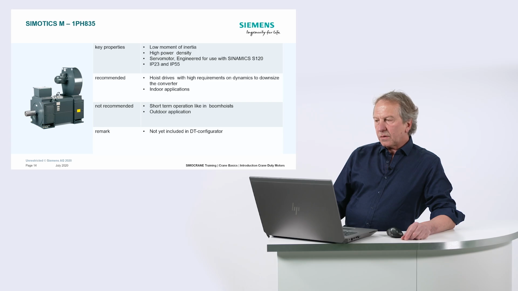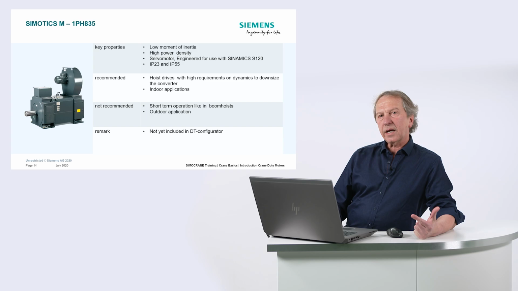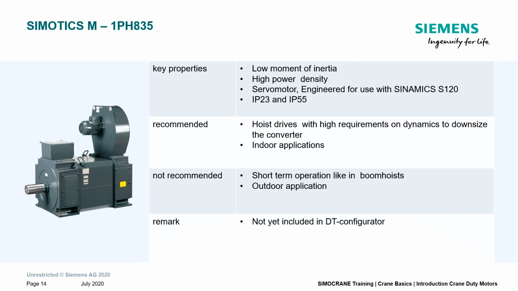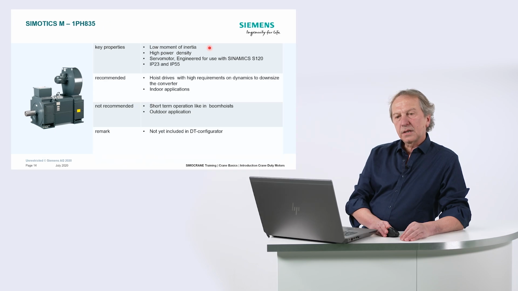One more motor we have, that's the second motor type that we use, which is also specially designed by the crane department. This is a hoist motor for high power ratings. This hoist motor can be offered in an open design, IP23, but also in a closed design, IP55. The special thing of this motor is that it has a very low inertia. The inertia of the rotor is relevant for the torque and the power you need during acceleration.